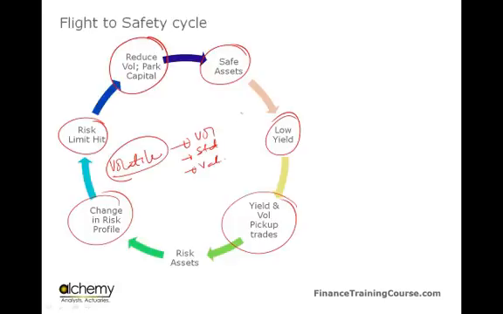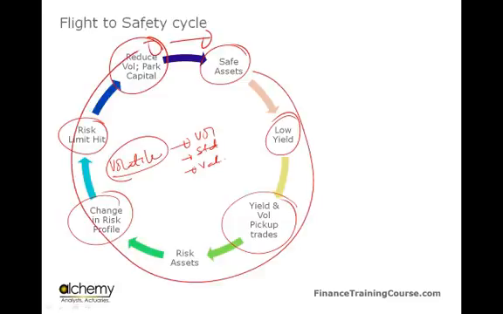When it comes to parking capital, you will only park capital in safe assets. So this entire cycle is what we call the flight to safety cycle. I move from safe assets to riskier assets because I want to add yield. That changes my risk profile. When the markets become more volatile, then my risk limits are hit. I close my position and move to safe assets.